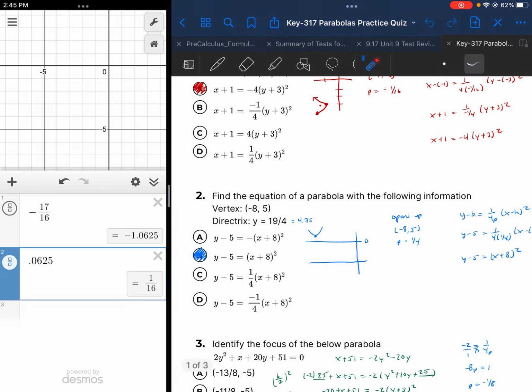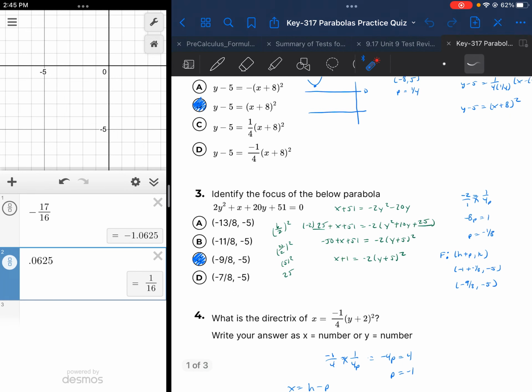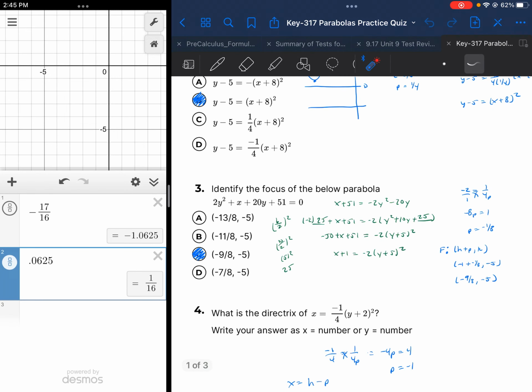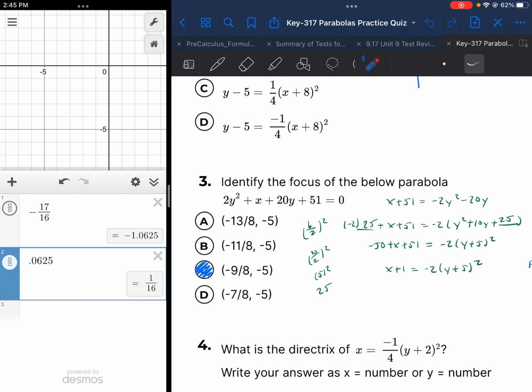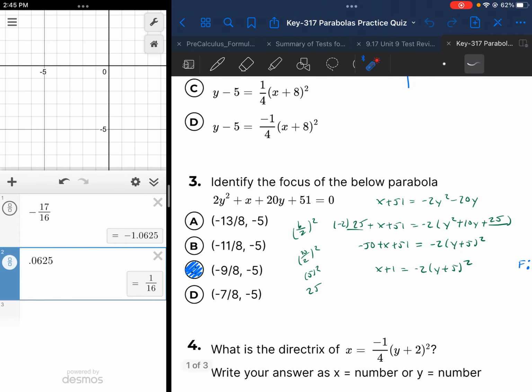And that gives us answer choice B. Number 3, identify the focus of the parabola below. Notice that the parabola we're trying to identify the focus of is in general form. We don't want it in general form to identify the focus. We need it in what we call transformational form. So in order to do that, we need to be able to complete the square.